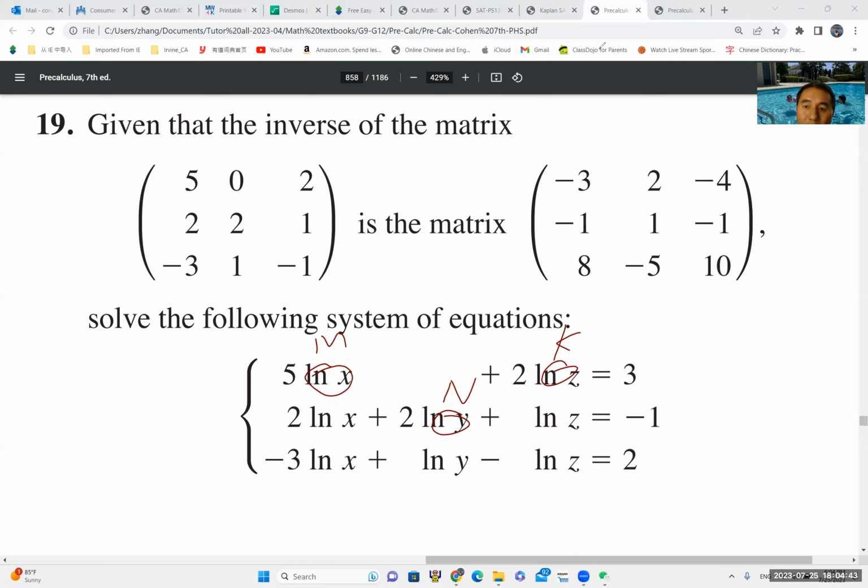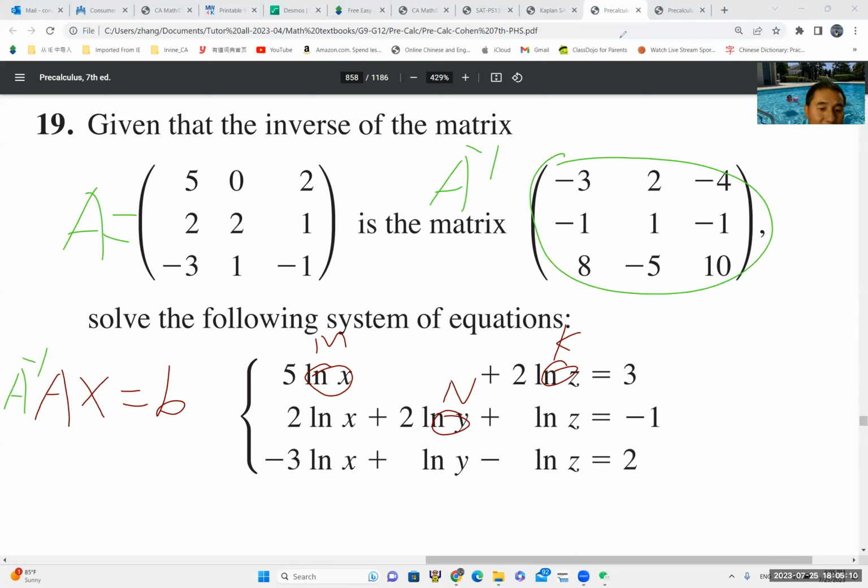I suppose there is a rule. If A is a matrix, A times x equals B, then multiply both sides by its inverse. We call A^-1 the inverse of A. Both sides multiply this, so x just equals A inverse multiply B. We know B is here, right?